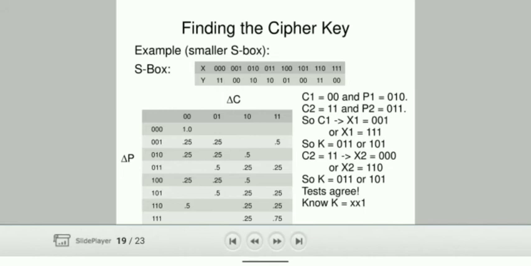C1 is equal to 0, 0 and P1 is equal to 0, 1, 0. C2 is equal to 1, 1 and P2 is equal to 0, 1, 1. So C1 gives X1 equal to 0, 0, 1 or X1 equal to 1, 1, 1. So K is equal to 0, 1, 1 or 1, 0, 1. C2 equal to 1, 1 gives X2 equal to 0, 0, 0 or X2 equal to 1, 1, 0. So K is equal to 0, 1, 1 or 1, 0, 1. The test agrees. We know that K is equal to XX1.